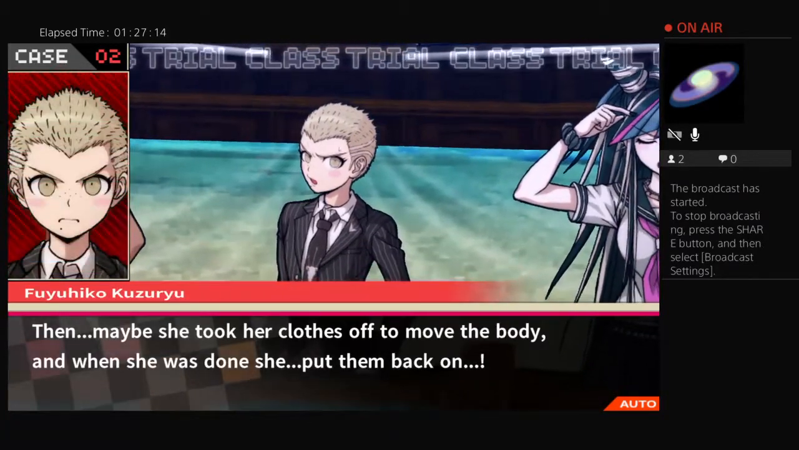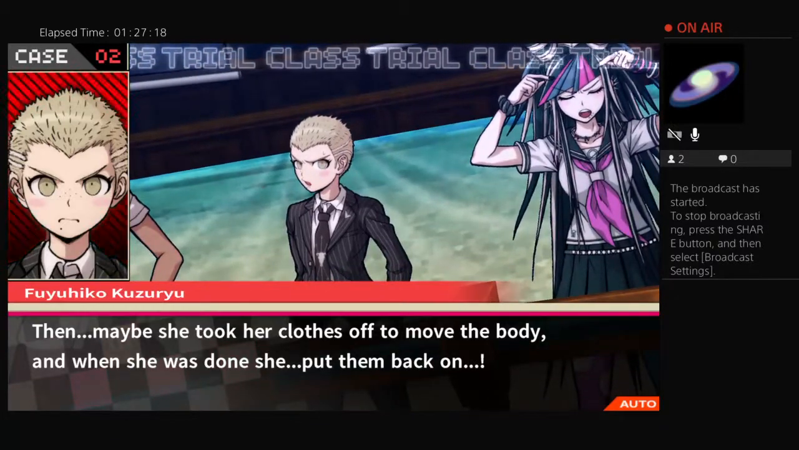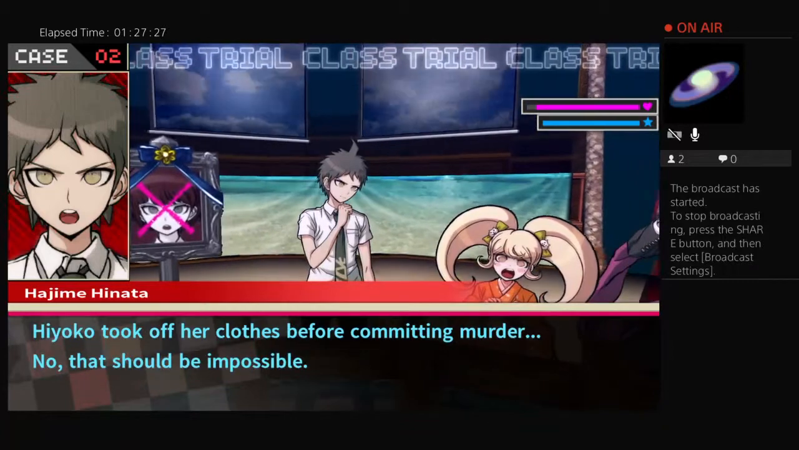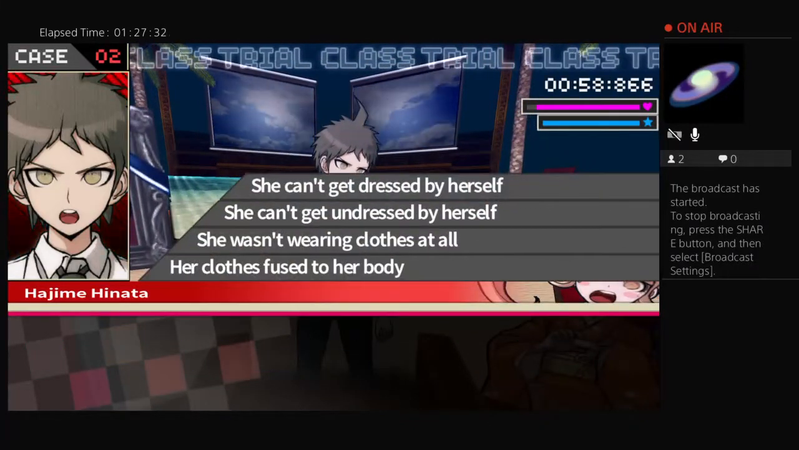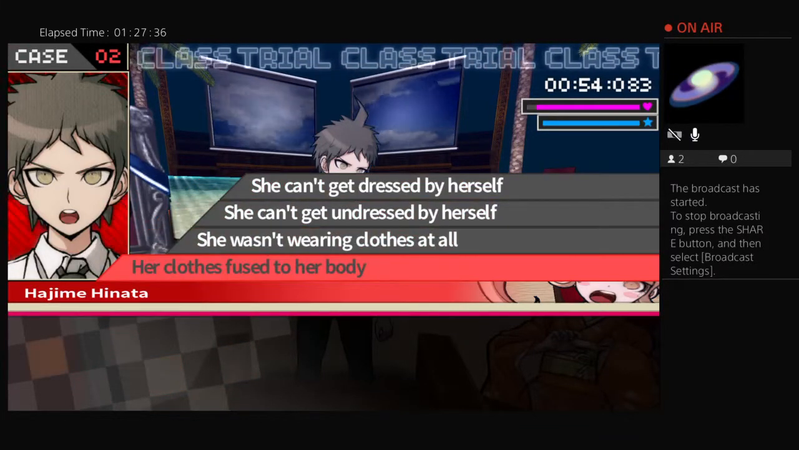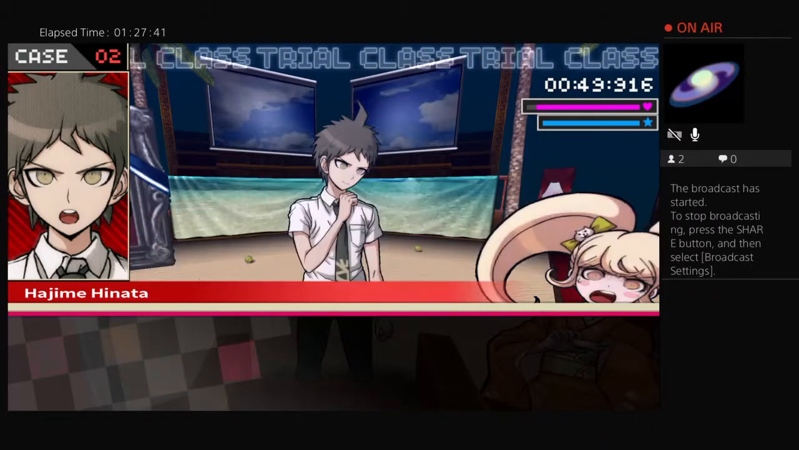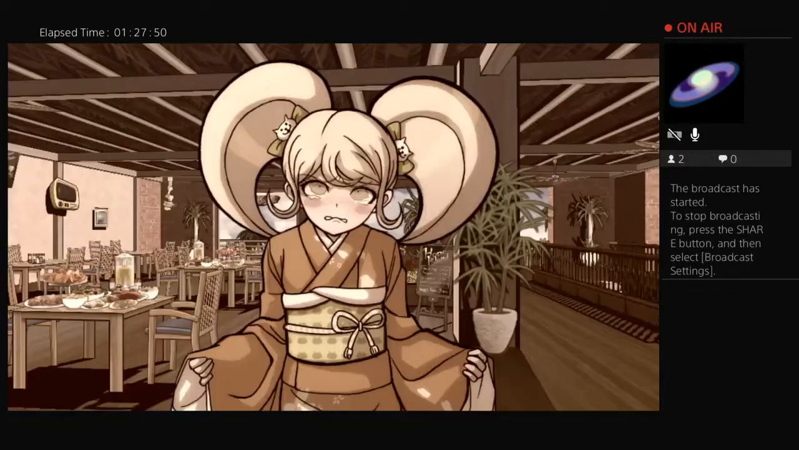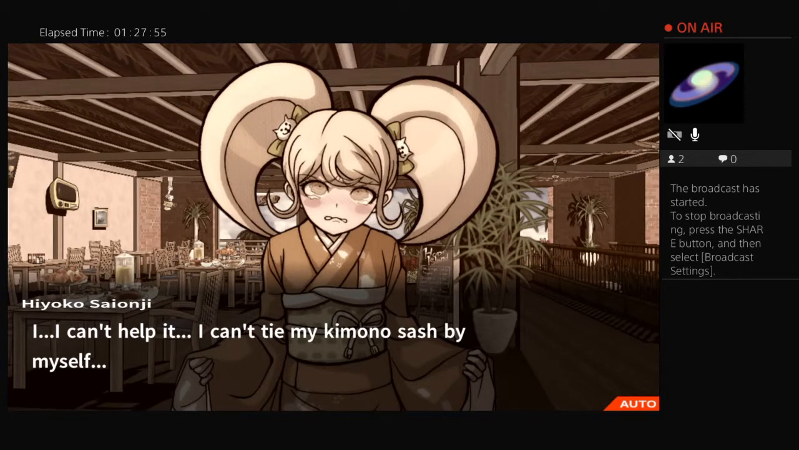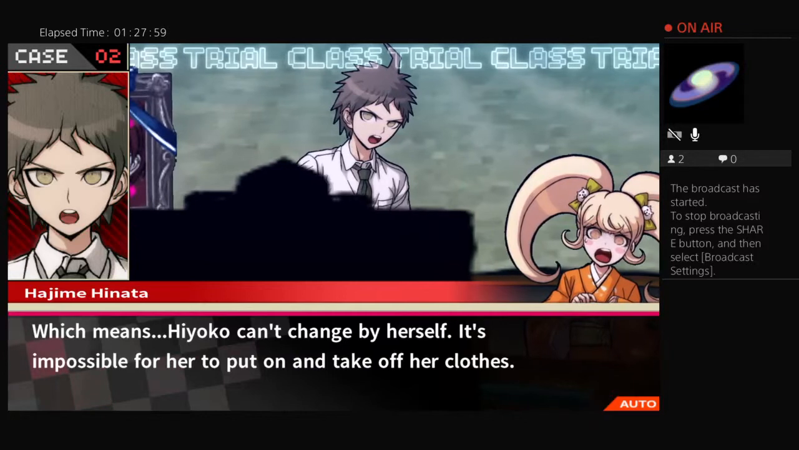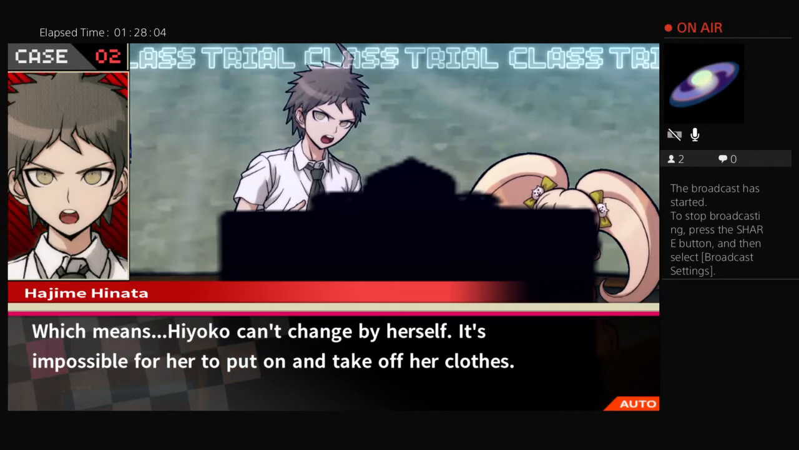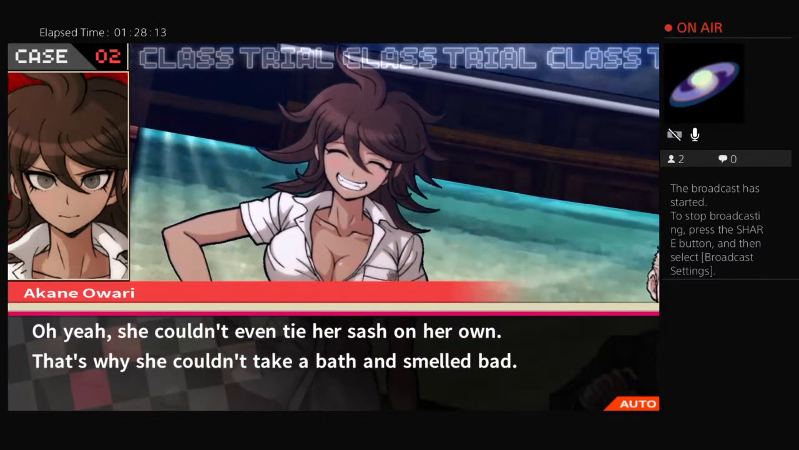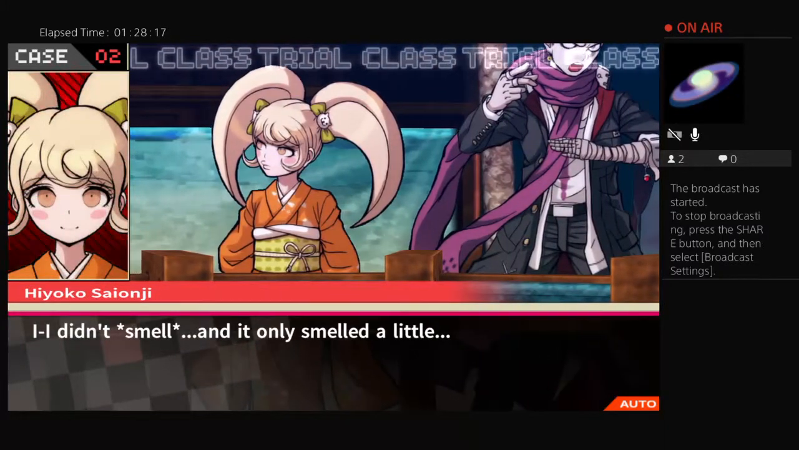Then maybe she took her clothes off to move the body, and when she was done, she put them back on. Are you saying I did something that perverted? I see. Listen to me, Fuyuhiko. Hiyoko mentioned this before. Which means Hiyoko can't change by herself. It's impossible for her to put on and take off her clothes. What? Oh yeah, she couldn't even tie her sash on her own. That's why she couldn't take a bath and smelled bad. I didn't smell. It only smelled a little.